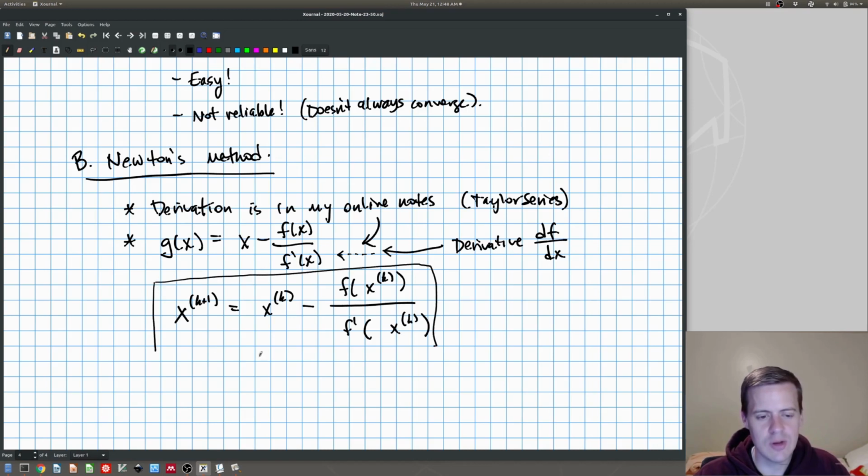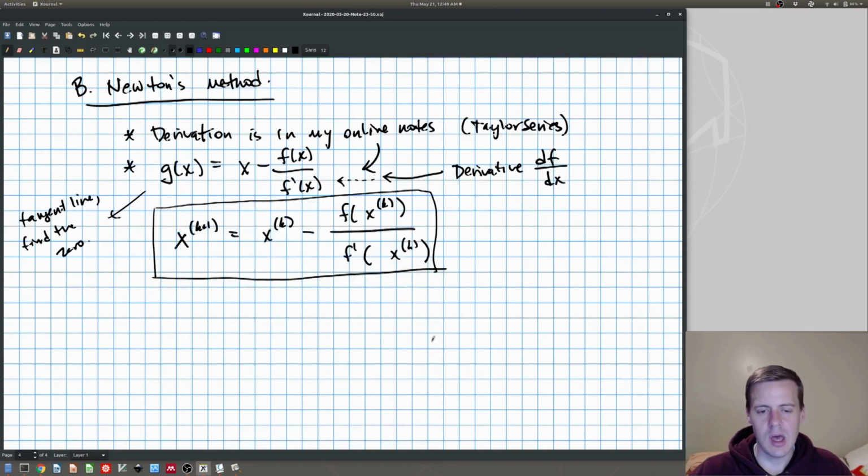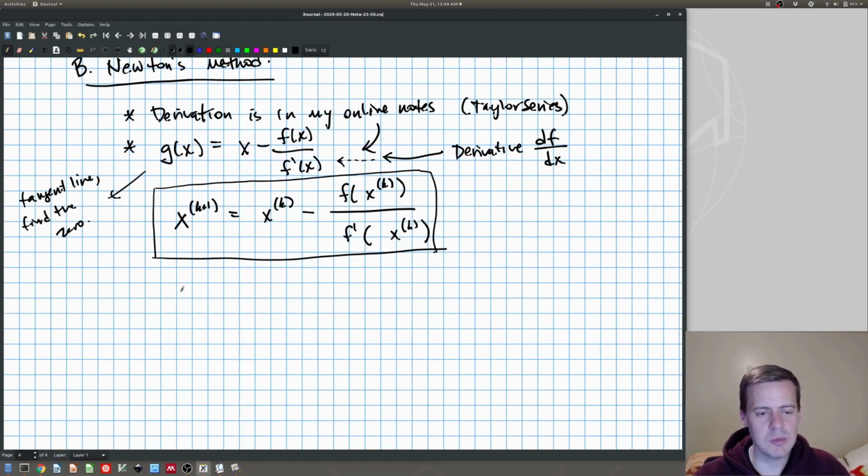Okay, so different g of x. It's the g of x designed to get us the tangent line. Okay, so it's the tangent line, find the 0 of that one. Okay, so this guy, Newton's method, is a little harder than Picard's method.